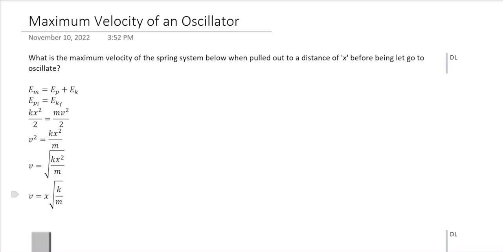Hello and welcome to my video about the maximum velocity of an oscillator. This is in my unit of Physics 20 called oscillatory motion. What is the maximum velocity of a spring system shown below when pulled out to a distance of x before being let go to oscillate?